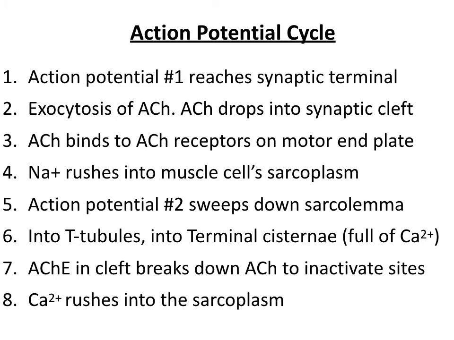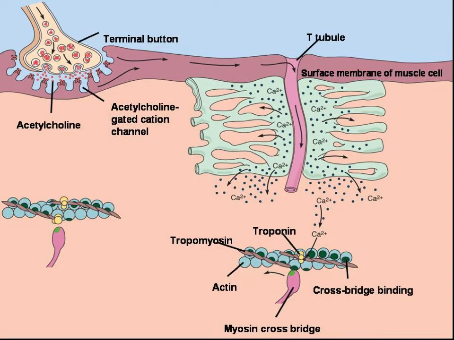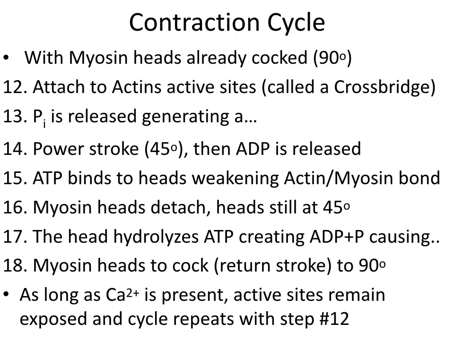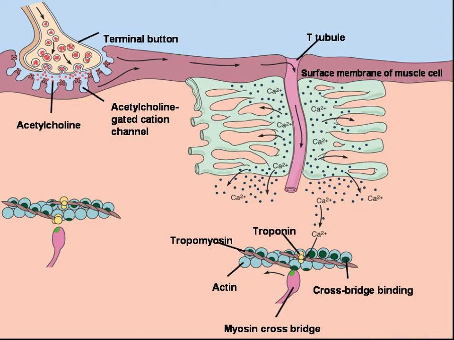Once acetylcholine binds the acetylcholine receptors on the motor end plate, sodium, Na+, rushes into the muscle cell's sarcoplasm. Huh? What? I don't see sodium here. Well, imagine sodium. If you have this printed off and in front of you, then with your pen or pencil, you draw a bunch of sodium, which is sitting in the blue area. Sodium sitting in the blue area.